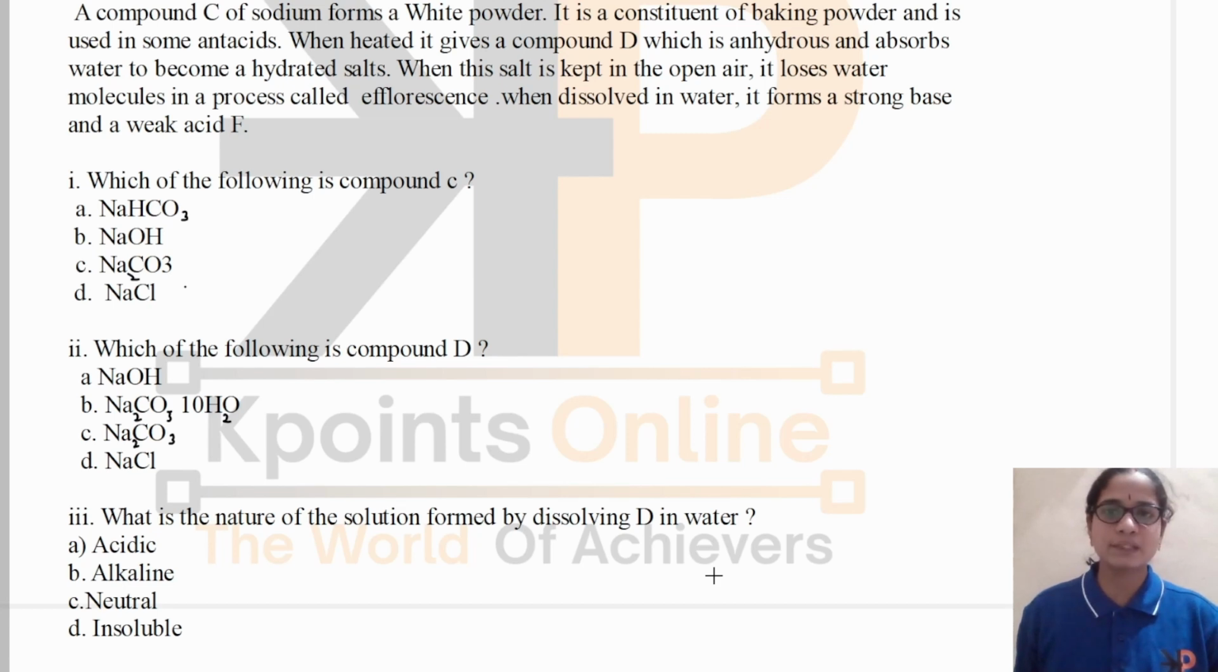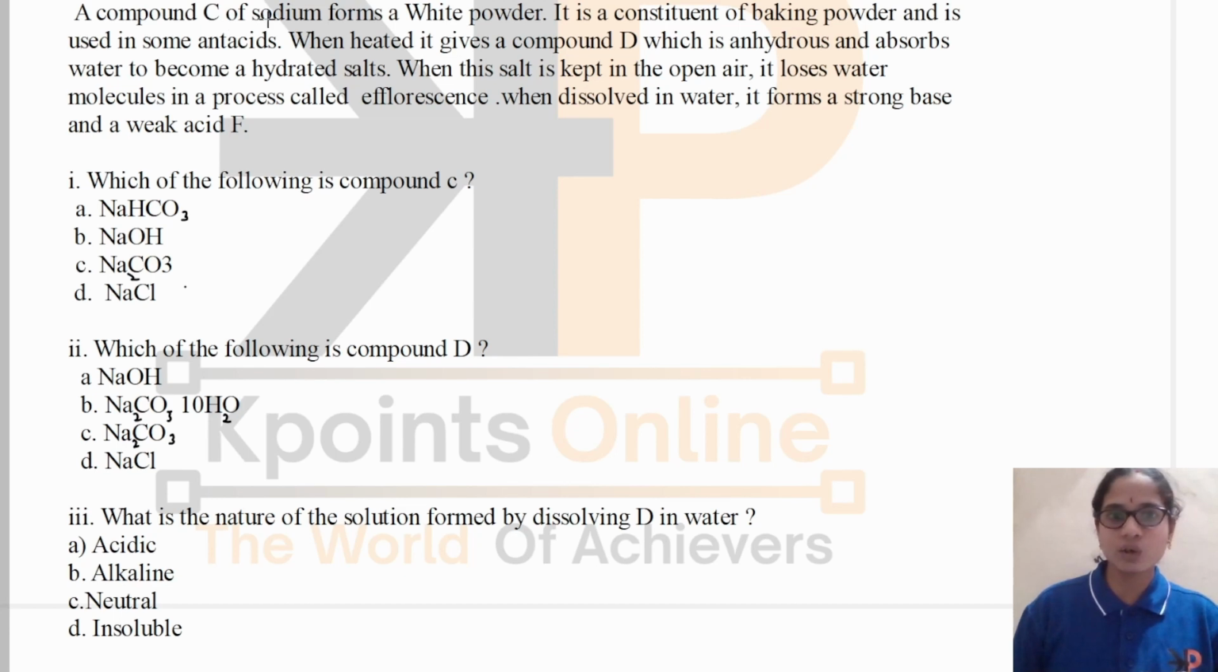When this salt is kept in the open air, it loses water molecules in a process called efflorescence. When dissolved in water, it forms a strong base and a weak acid F. First of all, you have to read the question properly. You have to understand it before going to attempt the questions. Okay. Let me solve step by step.